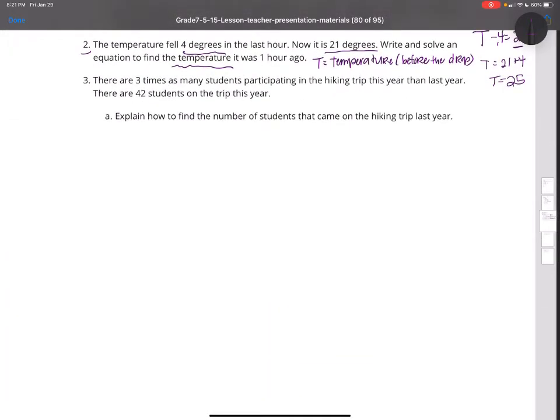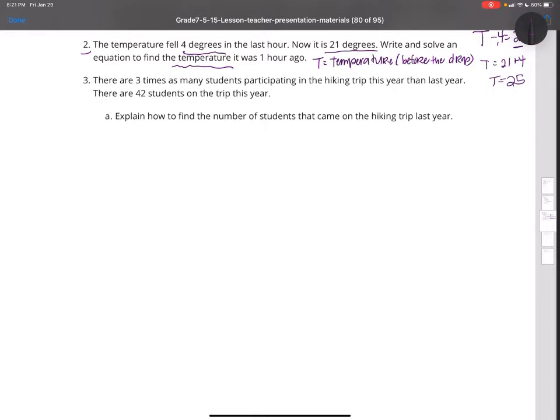Okay, guys, let's look at question 3. There are 3 times as many students participating in the hiking trip this year than last year. There are 42 students on the trip this year. Explain how to find the number of students that came on the hiking trip last year.